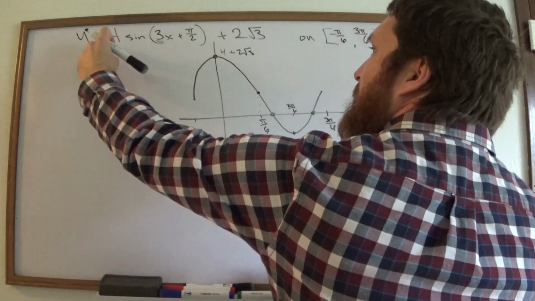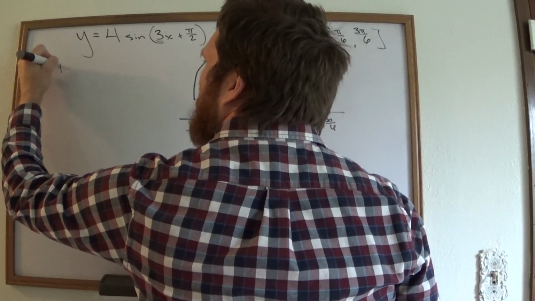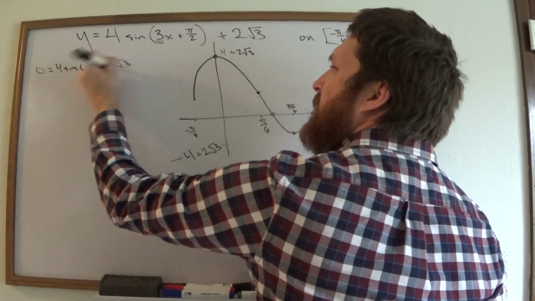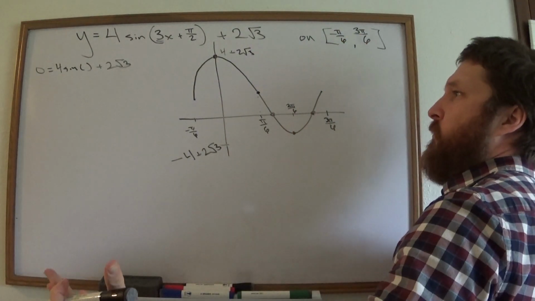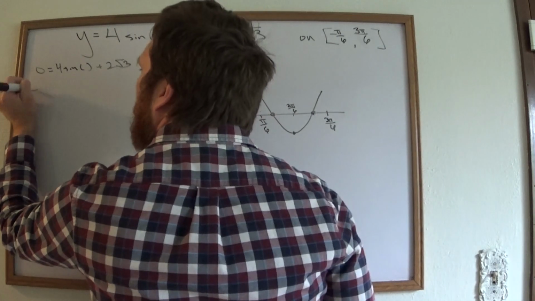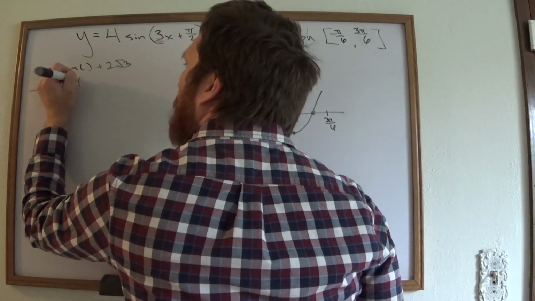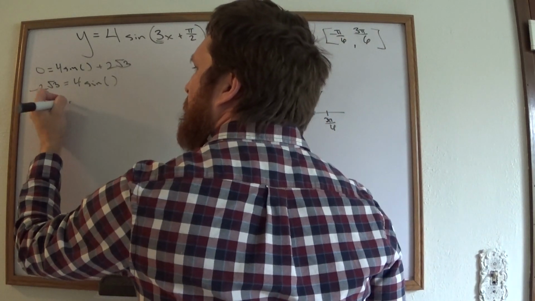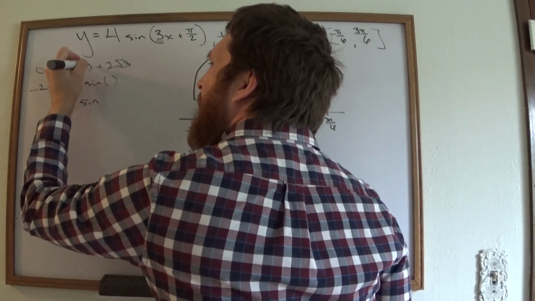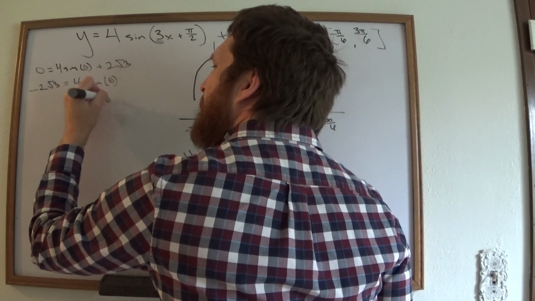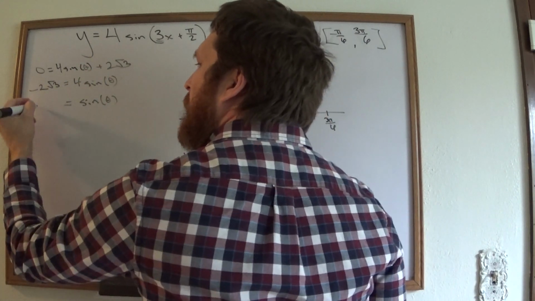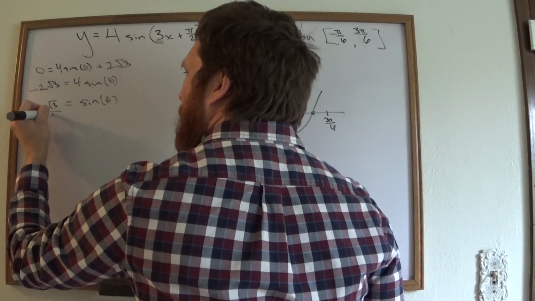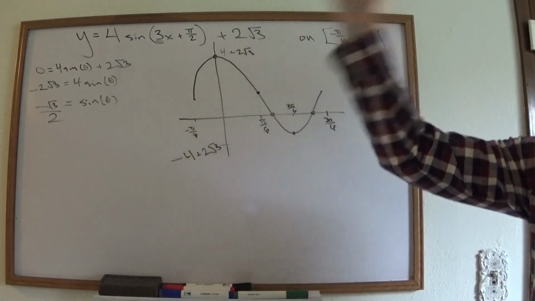I plug in a 0 for y right here, and I get 0 is equal to 4 sine of the stuff, I'm gonna wait on the stuff, plus 2 root 3. Subtract 2 root 3 and then divide by 4. Divide by 4, which gives me sine equals negative 2 root 3 over 4, so it's 1/2 root 3, it's root 3 over 2. Negative root 3 over 2. Yeah, it's better: 1/2 root 3 times negative 1. That is probably the better way of writing it.